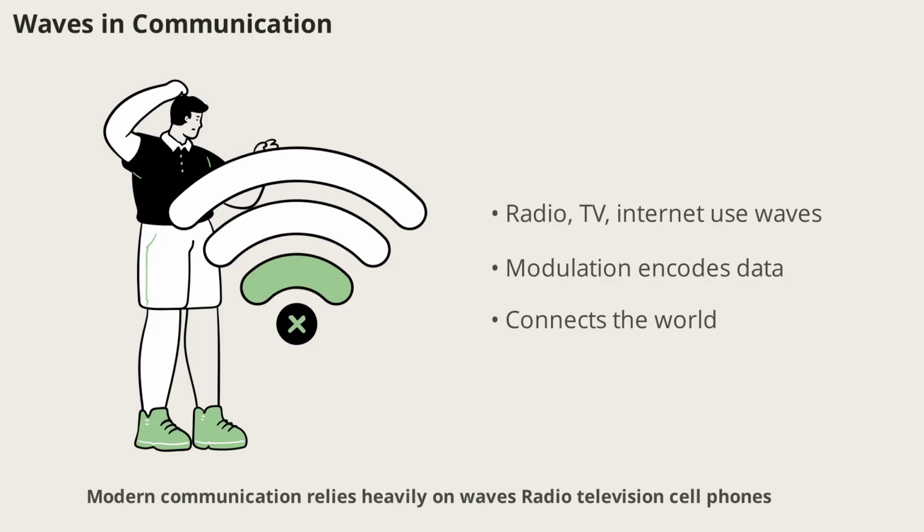Modern communication relies heavily on waves. Radio, television, cell phones, and the internet all use electromagnetic waves to transmit information quickly and efficiently. By modulating the frequency, amplitude, or phase of waves, we can encode and send vast amounts of data across the globe. This technology connects people, businesses, and cultures like never before.